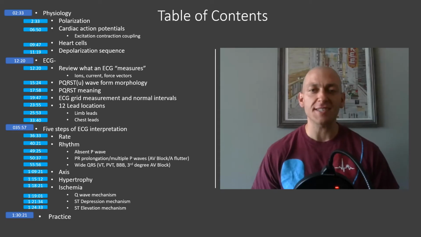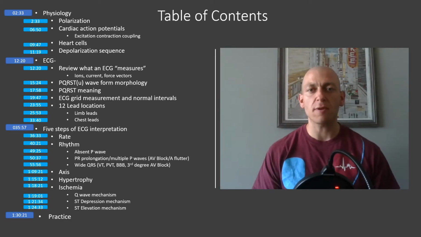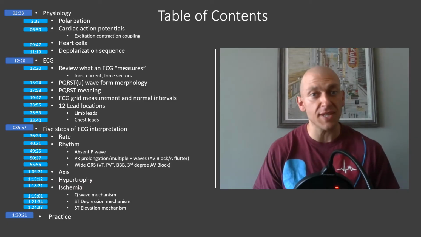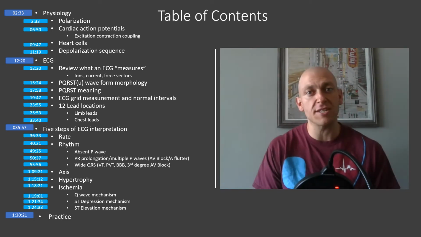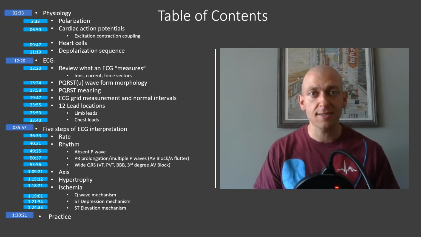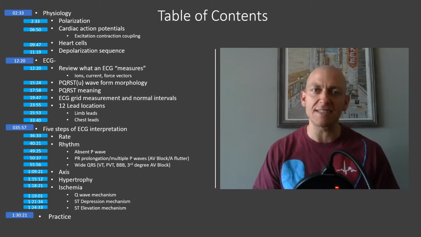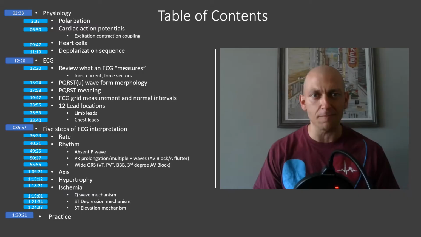The table of contents are listed here. We're going to review everything from how the body generates a signal an ECG can detect to what an ECG measures, what the different waveforms that an ECG tracing produces represent, how to label them, and where the different leads of an ECG measure those waveforms from.